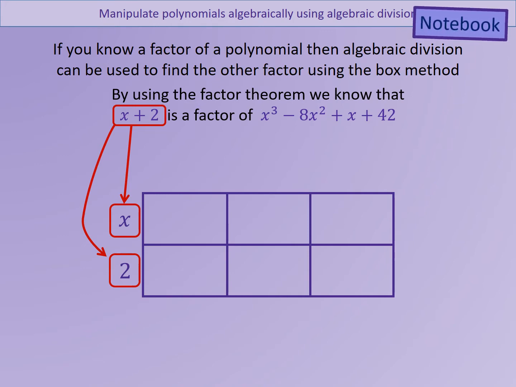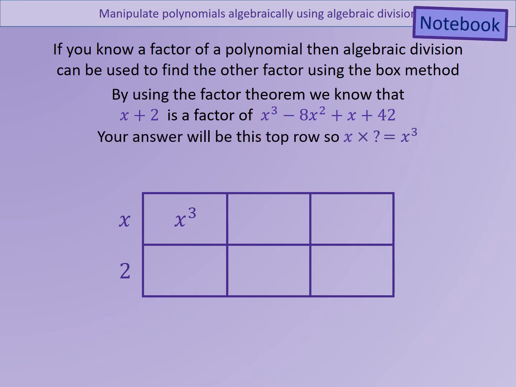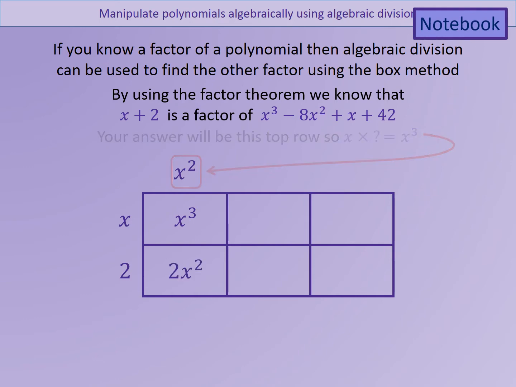Then I look to see what I'm trying to get. So the first term I'm trying to achieve is x cubed, and that's going to go in the top left hand box of the grid, and then that's going to enable me to start filling in the rest of the grid. So what would I need to multiply x by in order to get that x cubed? Well, of course, I would need x squared. So that goes at the top left hand side of the grid. So x times x squared would give me the x cubed that I need, and then I can also, from that, fill in the bottom left hand box, which would be 2 lots of x squared, which is 2x squared.